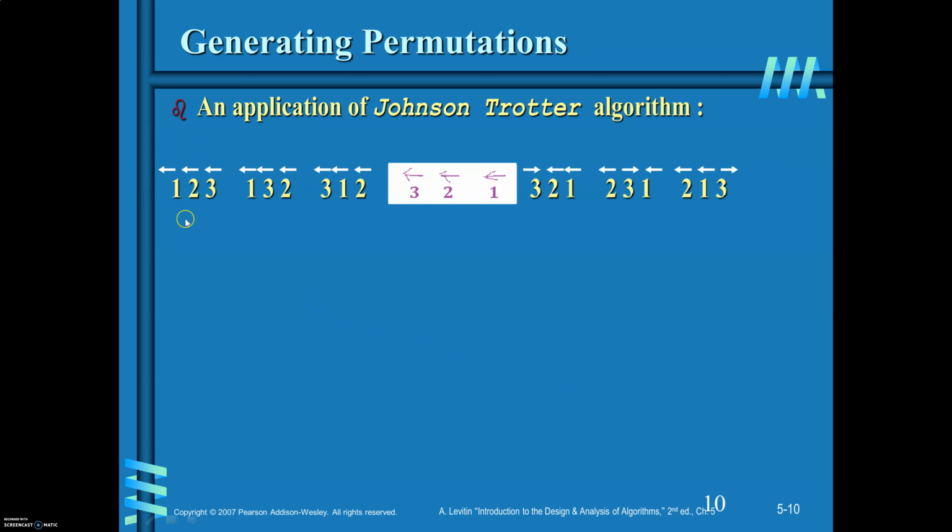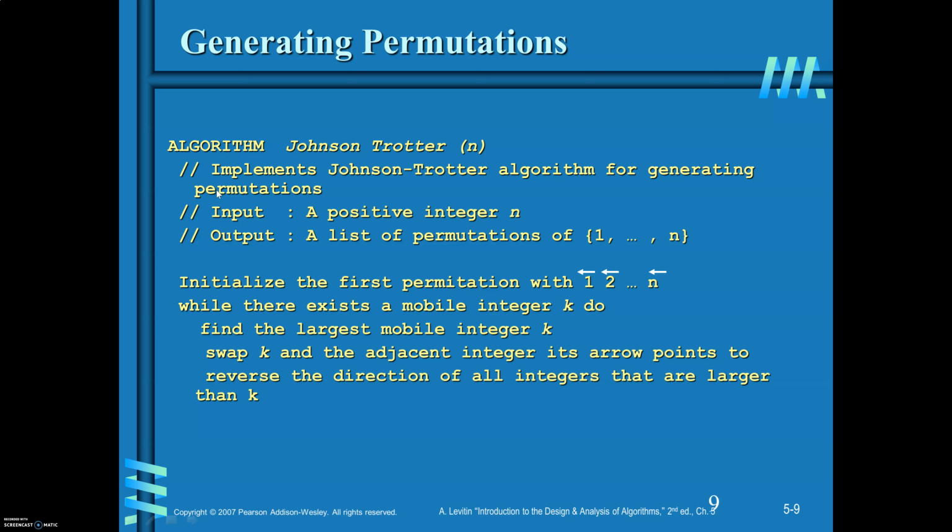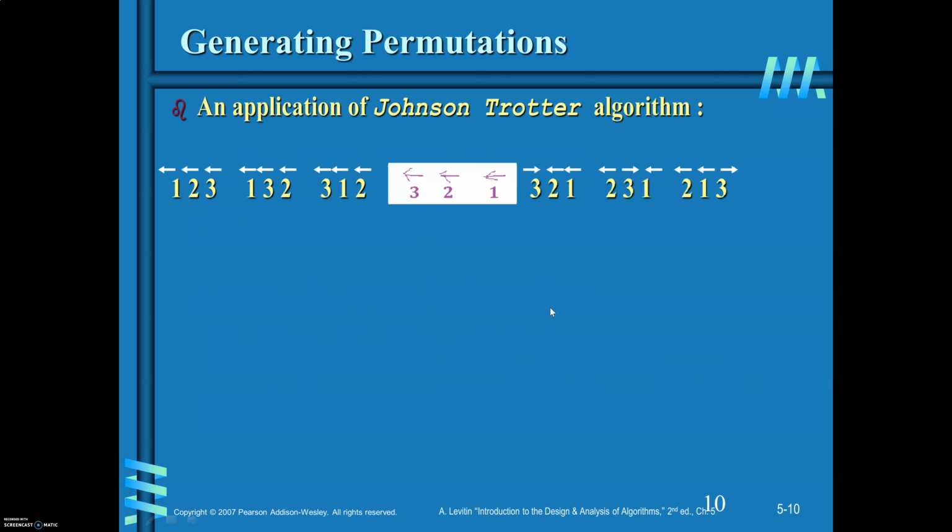So here 1, 2, 3. All these 3 elements are to be initialized with the arrow pointing towards left. Now in the first step, you are required to find the largest mobile integer k. Here the largest mobile integer is 3, because 2 is pointing to 1, 2 is also a mobile integer, and 3 is also a mobile integer. So here 3 is larger.